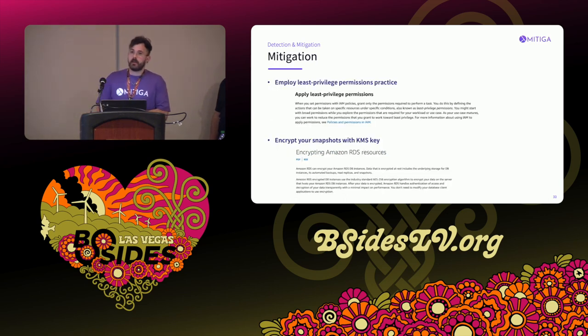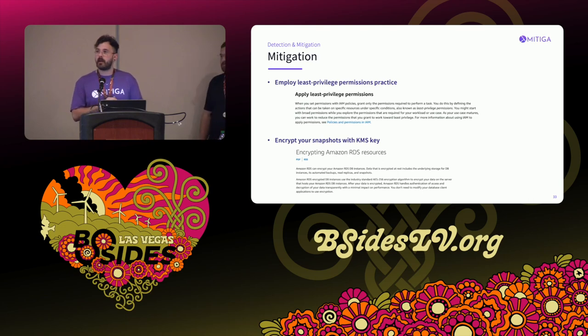What about mitigation? So this is for detection, to understand if you have or had snapshots that are public. What can you do in order to mitigate the risk? So first of all, which is quite straightforward, and it's true for other risks, not just this one, is to employ the least privilege permission practice, which means give only the permissions that are needed to perform a certain job. Either it's a role or a user, give it the permissions that they need to do their job and not more.